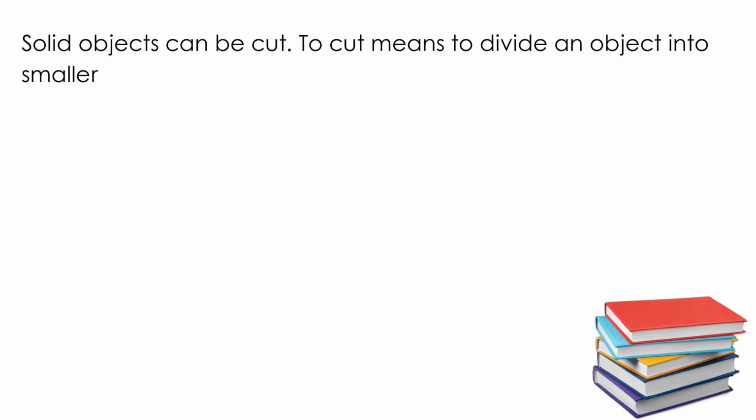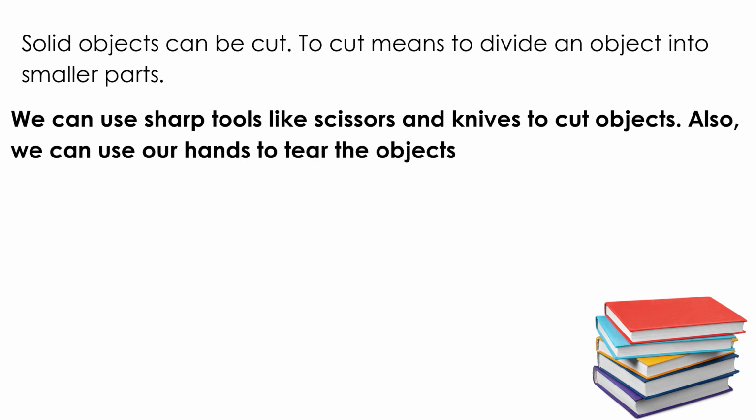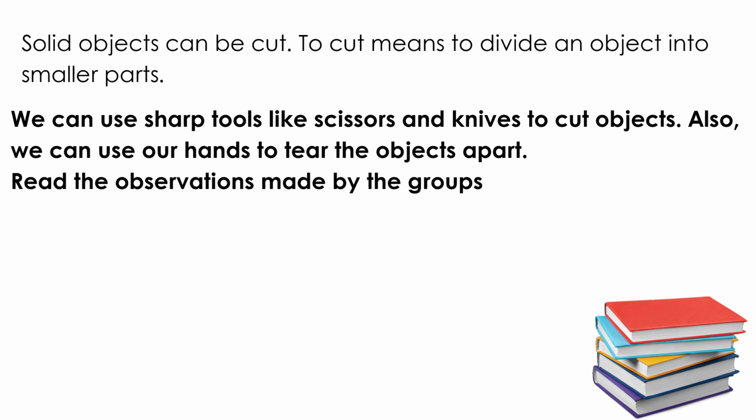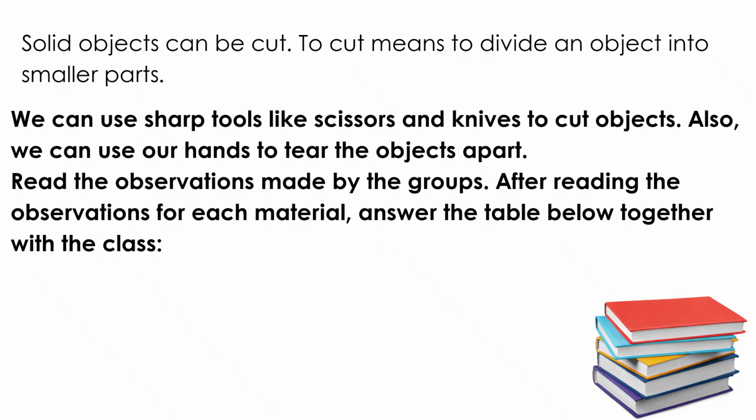Solid objects can be cut. To cut means to divide an object into smaller parts. We can use sharp tools like scissors and knives to cut objects. We can use our hands to tear objects apart. Read the observations made by the groups for each material. Answer the table below together with the class.